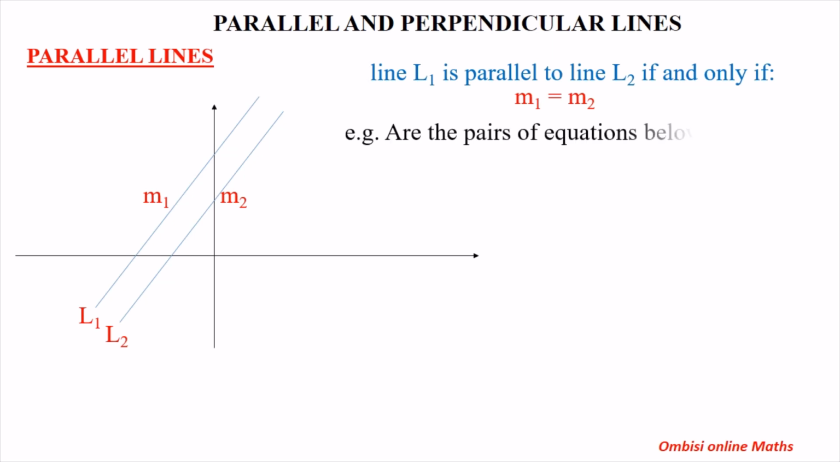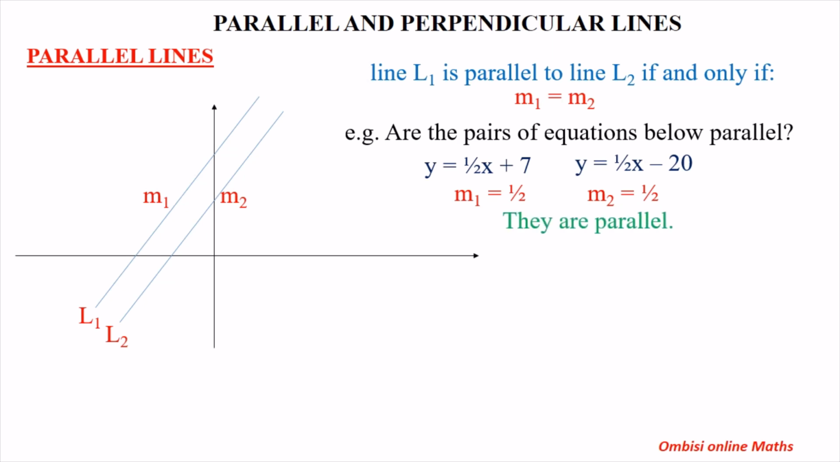For example, are the pairs of equations below parallel or not? The first equation is y equals half x plus 7. The second equation is y equals half x minus 20. Remember, the equation of a line is y equals mx plus c, where m is the gradient and the coefficient of x. So m1 is a half and m2 is a half. Since m1 and m2 are equal, these two lines are parallel to one another.